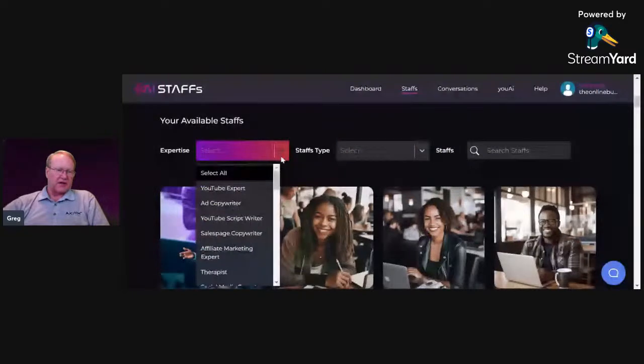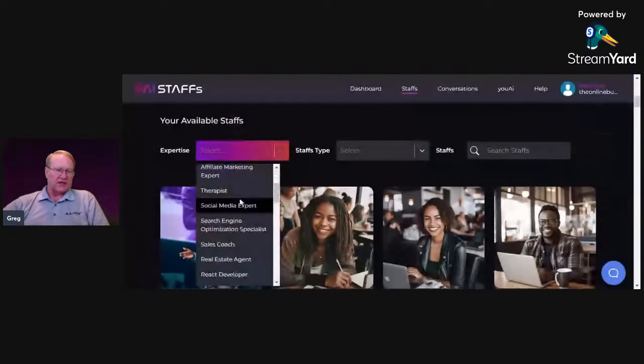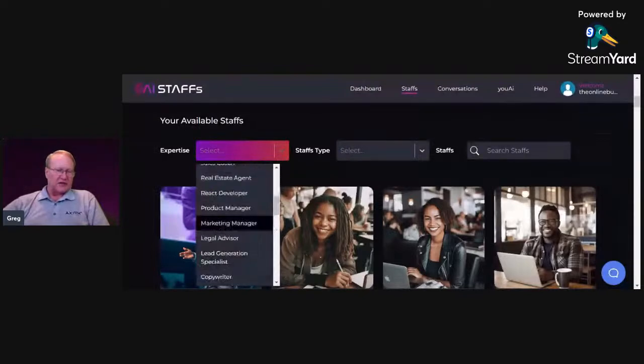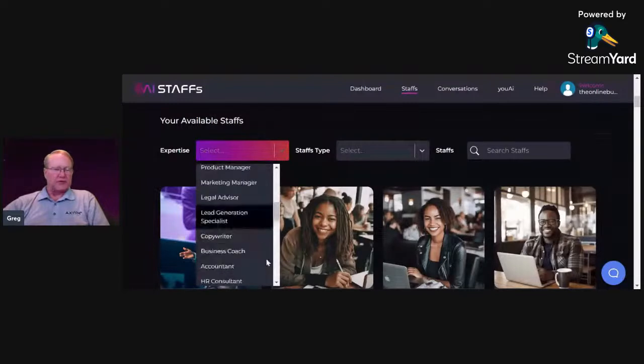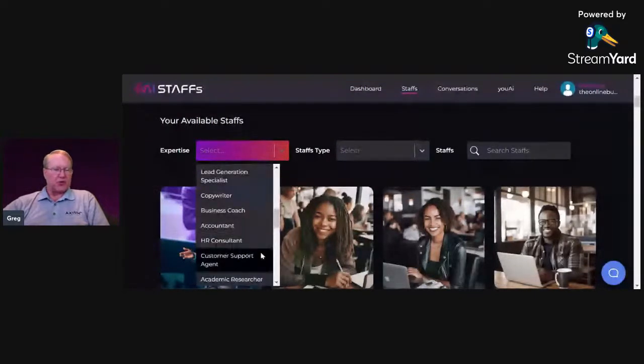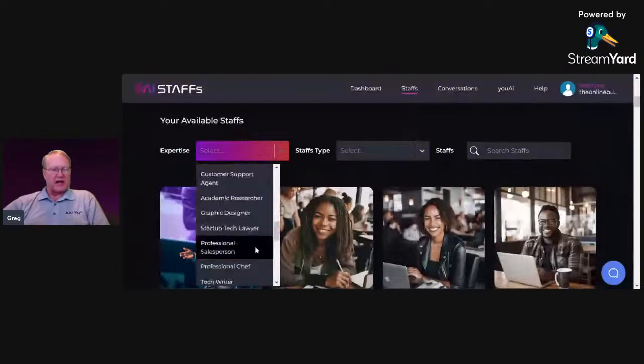Shoot, they've got a therapist, a real estate agent, a sales coach, a legal advisor, a lead generation specialist, copywriter, accountant, customer support agent, HR consultant. All these are specialized staff categories that you can pursue and have them go look into that particular type of information.